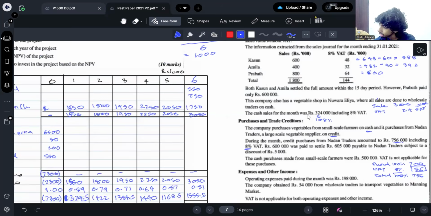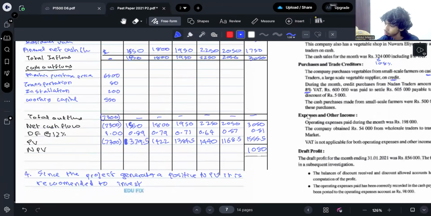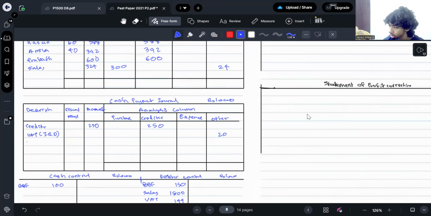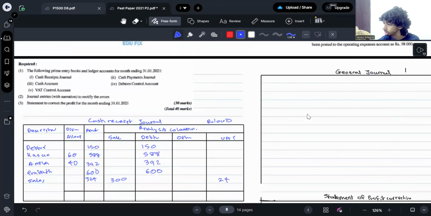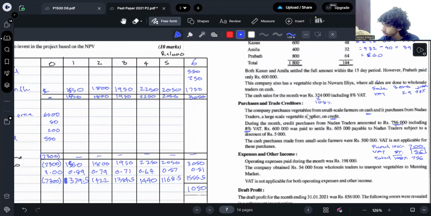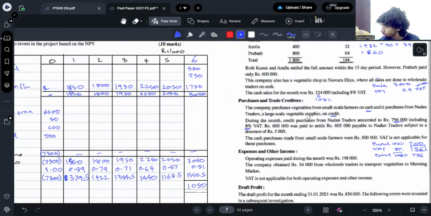Rupees 600 was paid to settle 605 payable to Nadun. So cash payment journal, Nadun, 600. You are getting a discount of 5. You are settling 605 by paying 600, which means the remaining 5,000 is discount and it goes to credit. The next one. The cash purchase made from small scale farmers were 500,000.